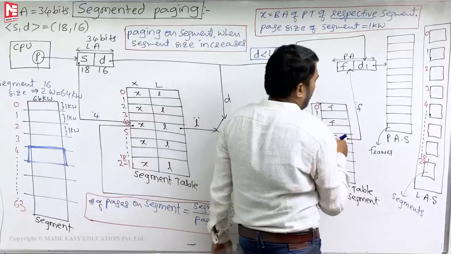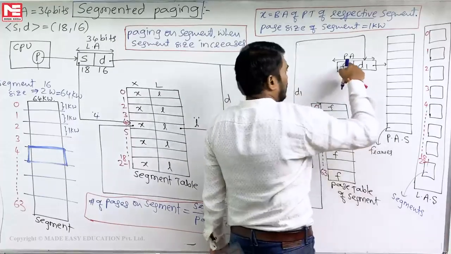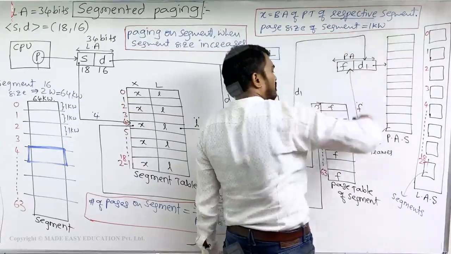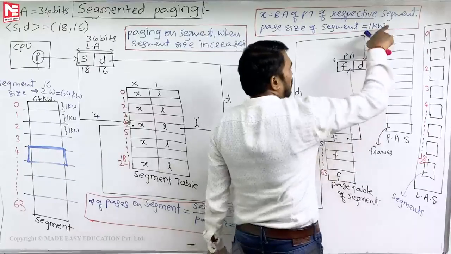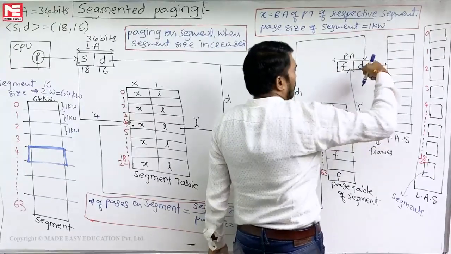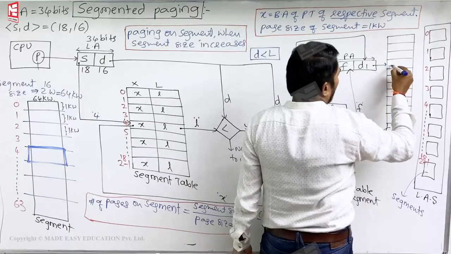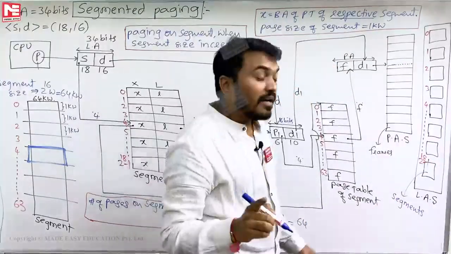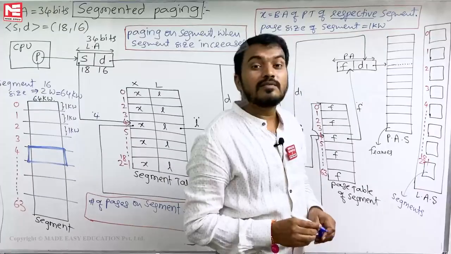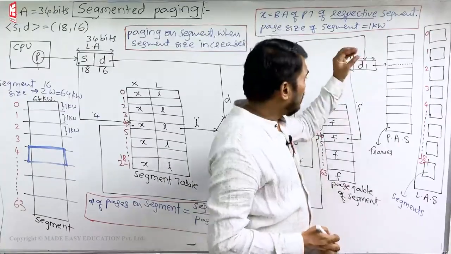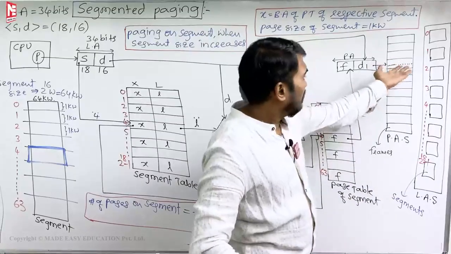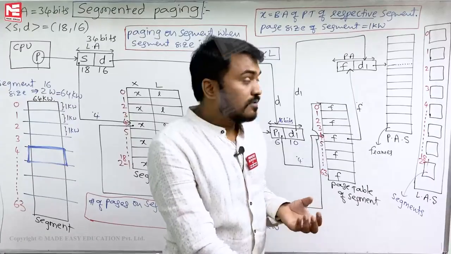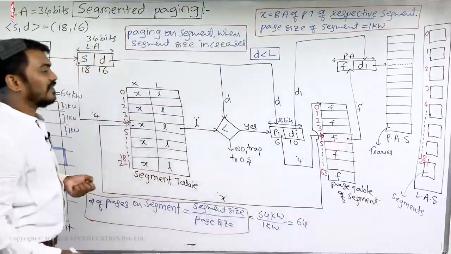From here you take the frame number. Once you get the frame number, you make the physical address. With the help of this frame number, you go to the respective frame in the PAS, and with the help of this D1, you go to the respective word inside the frame. Inside that word, you will have the instruction. Is that clear? The CPU will fetch that instruction and continue the execution. So this is how segmented paging will be implemented.